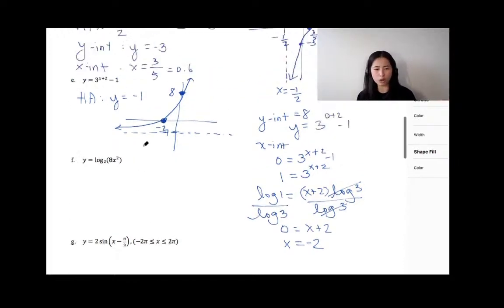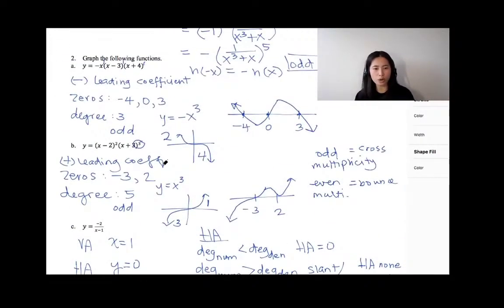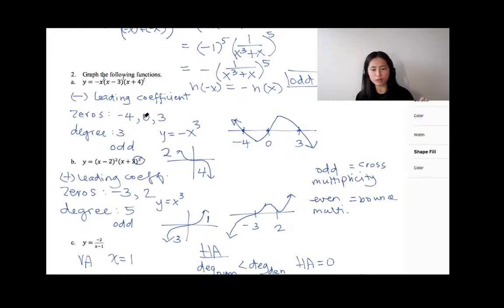And also, for all of your graphs here, you also have to identify what the domain is and what the range is, right? So the range here, we can probably go over that really quickly.